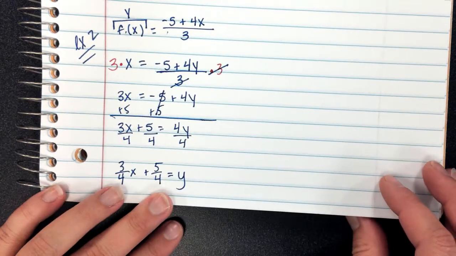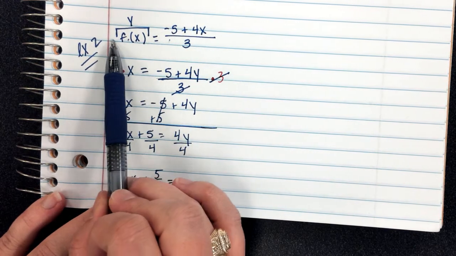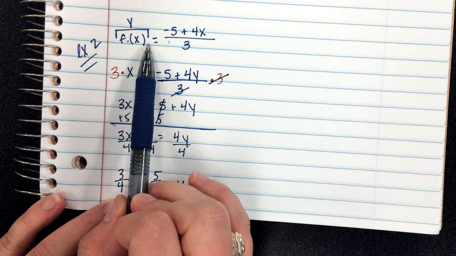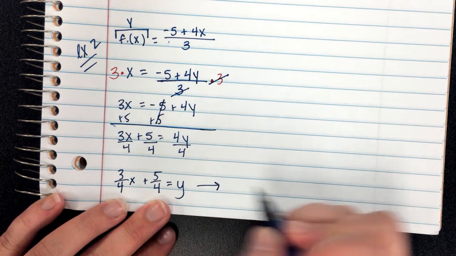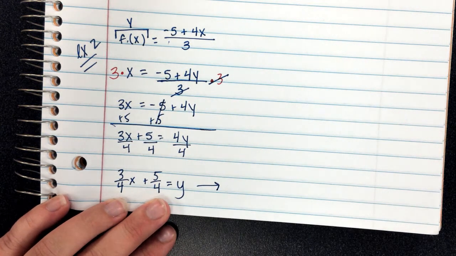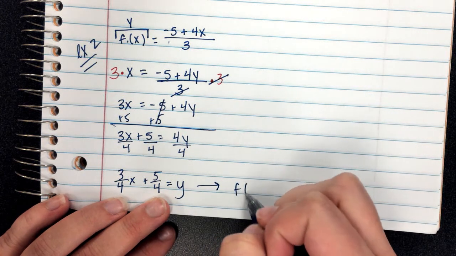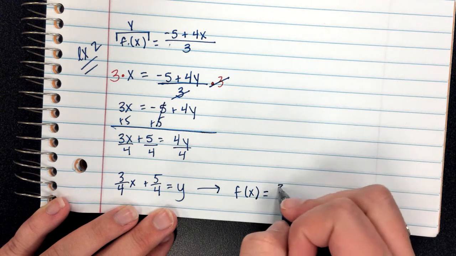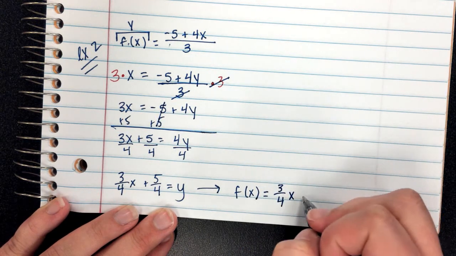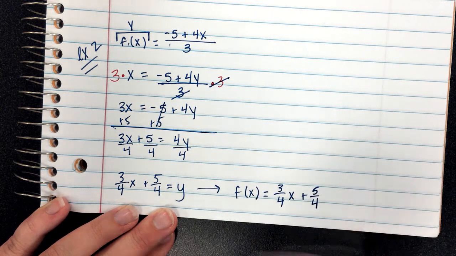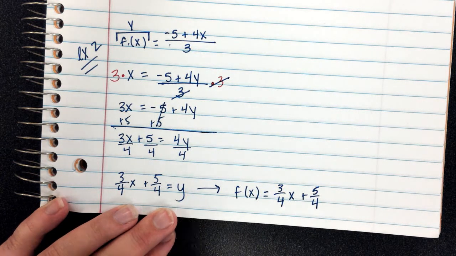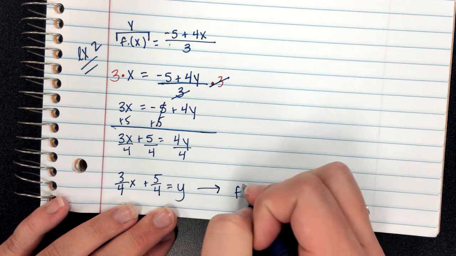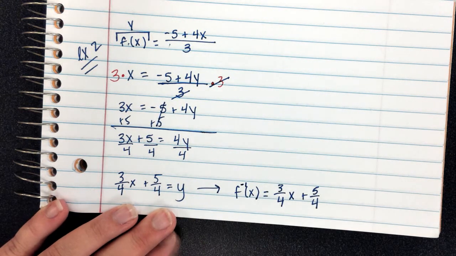If I started this problem, did I start this problem with the letter y? No, I started with f of x. So we're going to actually write our problem with f of x, okay? So I'm going to write f of x instead of y equals 3/4 x plus 5/4. Same rule applies. How do I tell somebody this is the inverse? This little f of x has to have a negative 1.